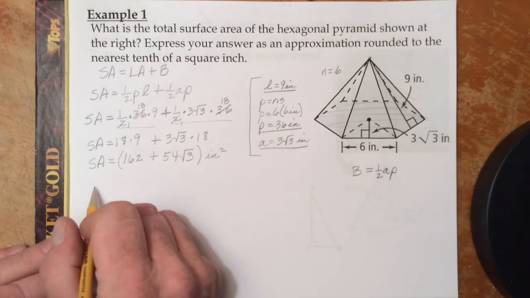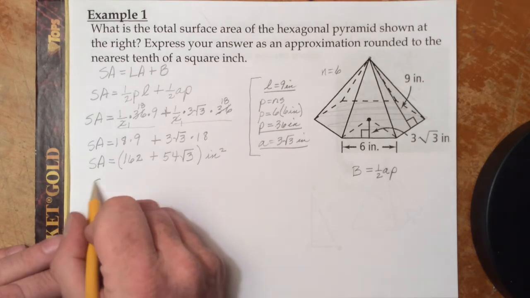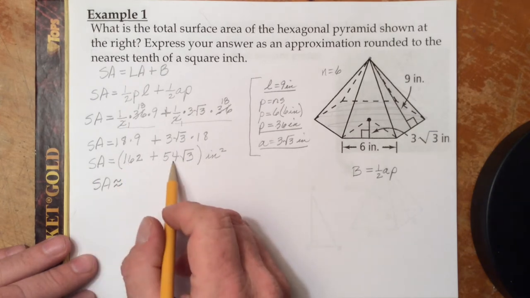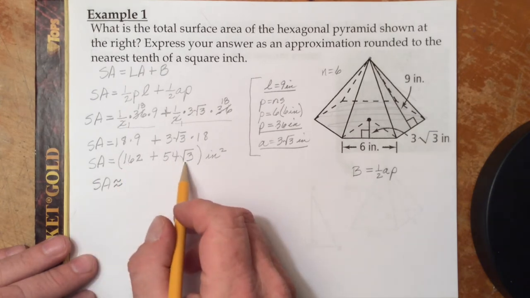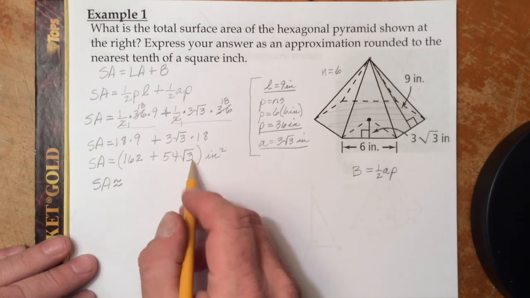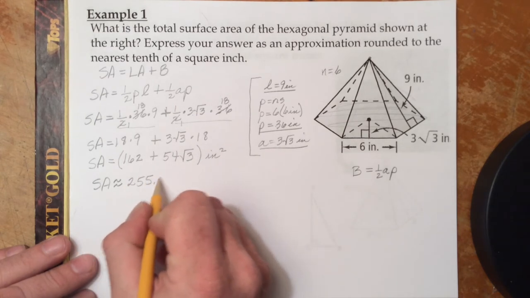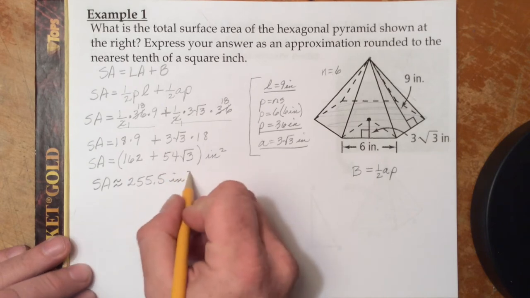They asked for an approximation rounded to the nearest tenth of a square inch. So in our calculator, 162 plus 54 times the square root of 3, enter. We have about 255.5 square inches.